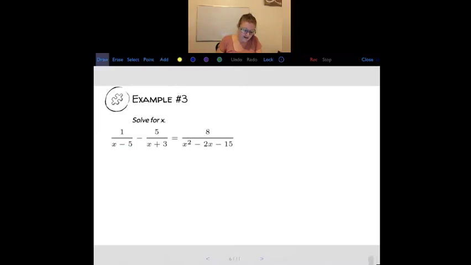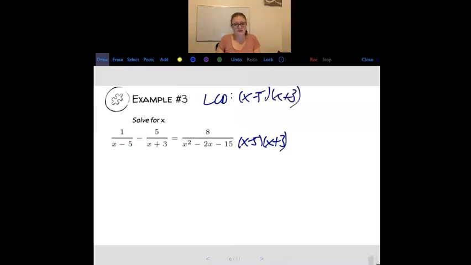Example 3, solve for x. So we have 1 over x minus 5, 5 over x plus 3, and 8 over x squared minus 2x minus 15. So we need to factor the last denominator, which factors into x minus 5, x plus 3. Okay, so our least common denominator, or the denominator we're trying to get everything to, is x minus 5, x plus 3. So this first fraction needs an x plus 3. The second fraction needs an x minus 5. And then the third fraction has the least common denominator.